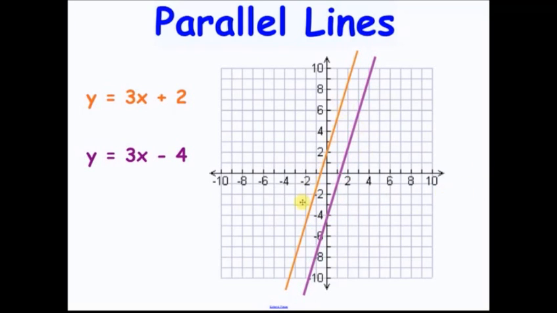So these are parallel lines because the gradients are the same. Where they cut the y-axis is the distance between the two lines. That's what sets the distance between them.